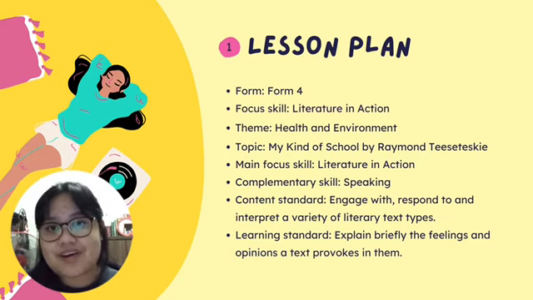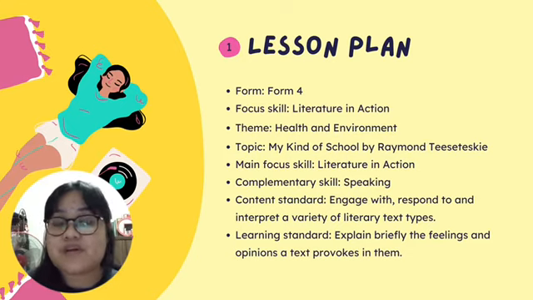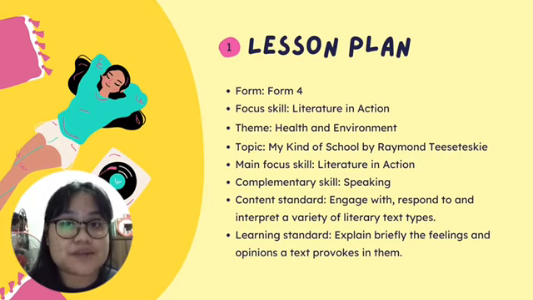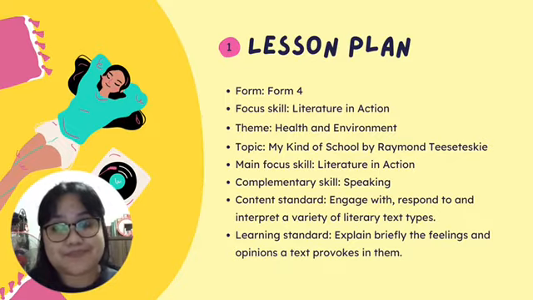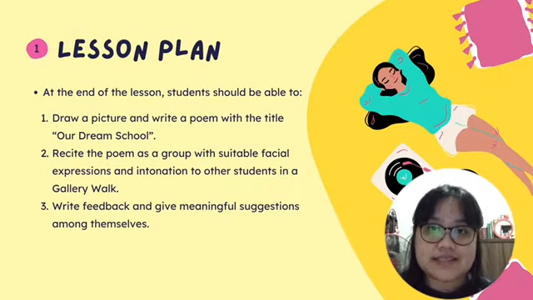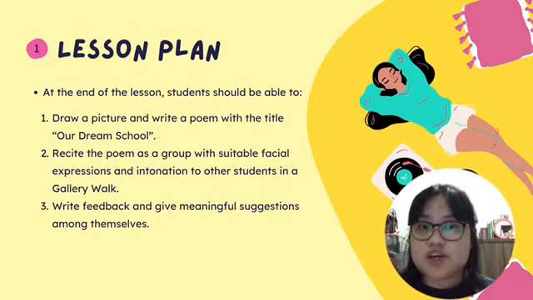For this lesson, the content standard is for the students to engage with, respond to, and interpret a variety of literary text types, while the learning standard is for the students to explain briefly the feelings and opinions a text provokes in them. From the content and learning standards, we constructed three learning objectives.